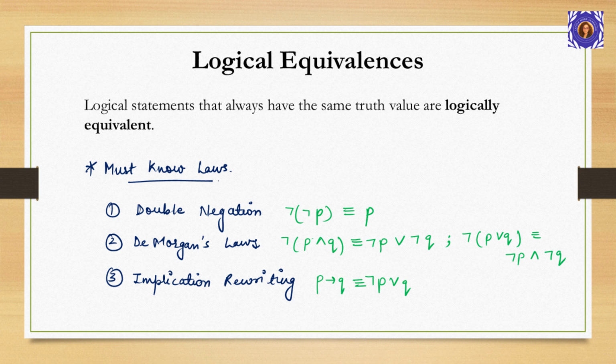Then we have De Morgan's law that we understood in the previous video itself. That says negation of (P and Q) is equal to negation of P or negation of Q. Similarly, the next law about "or" is there. Then we have implication rewriting, that P implies Q can also be written as negation of P or Q. These laws help us rewrite complex statements in a more manageable form.